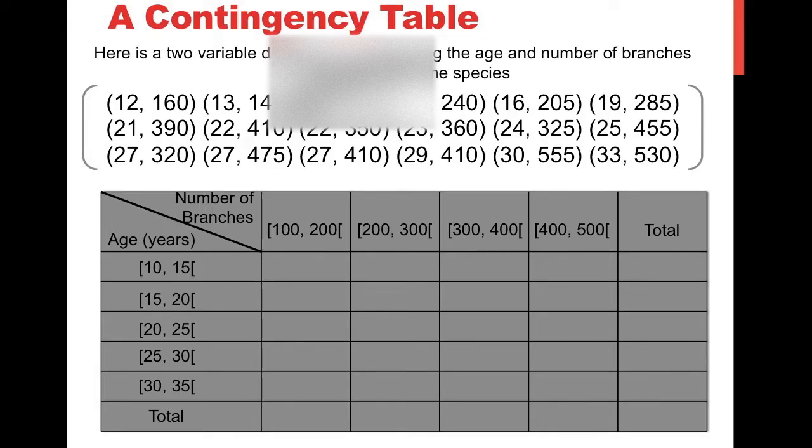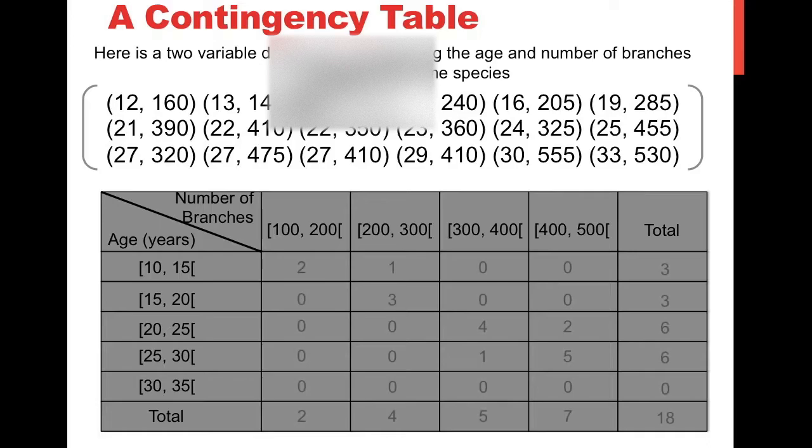We look at each point, and we tally under which box they go in. So here, 12 years old, 160 branches. It's going to go in this box here, right? Because it's between 10 and 15 years old, and it's between 100 and 200 branches. So we'll have one here. This one is 13 years old, and it has 145 branches. It'll also go here. This one is 13 years old, but it has 220 branches, so it's going to go in this box here. And you would do that for every single one of those points.